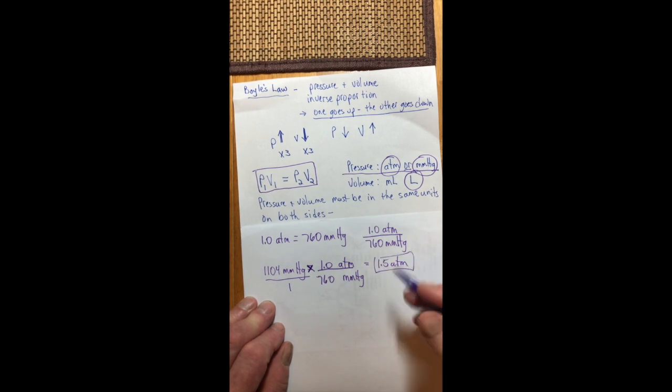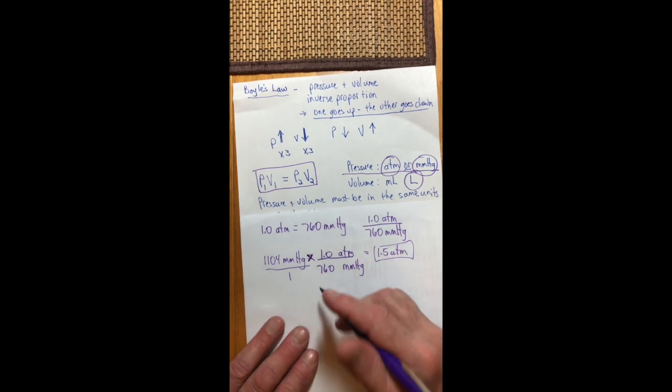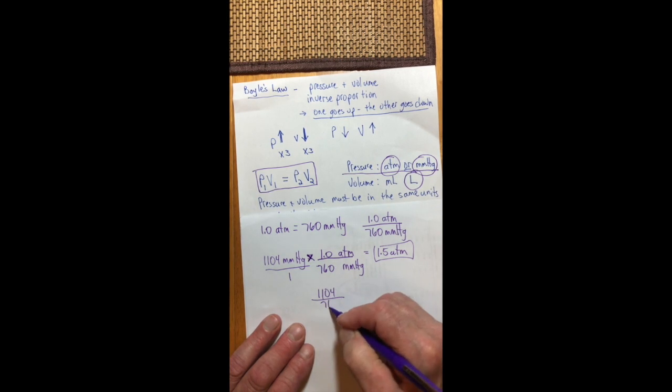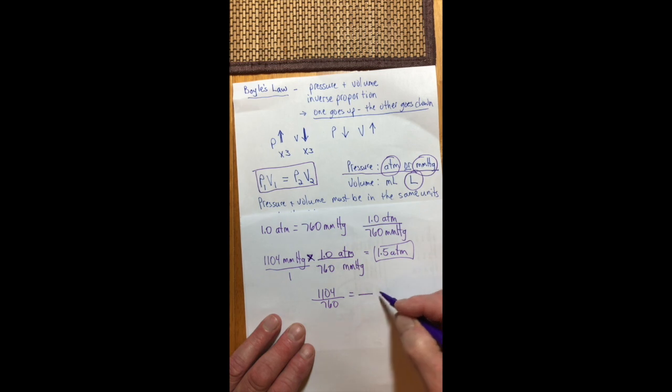Now the way you can set the problem up as you go along is just do this. 1104 divided by 760 equals some number, but remember to put atmospheres on there.